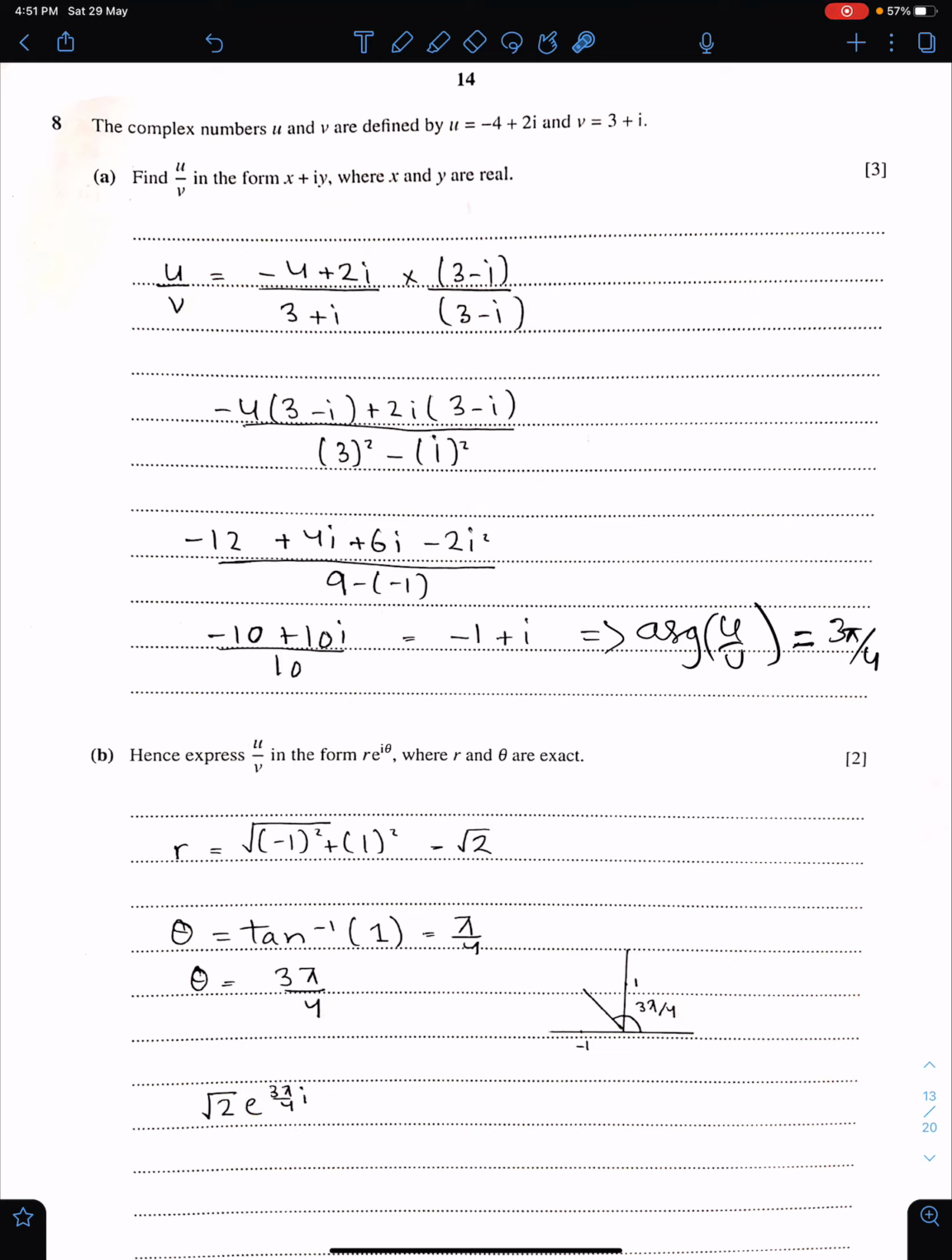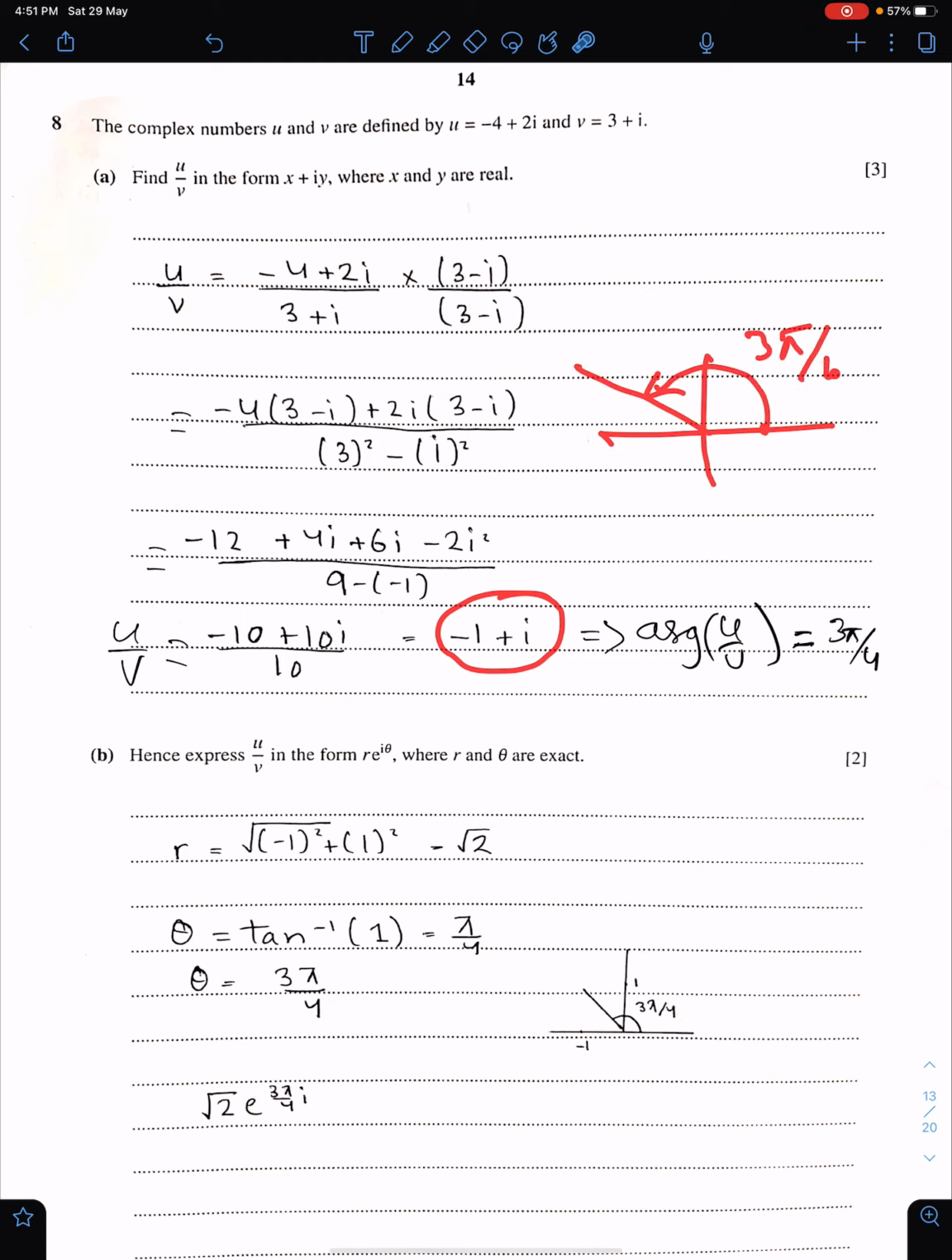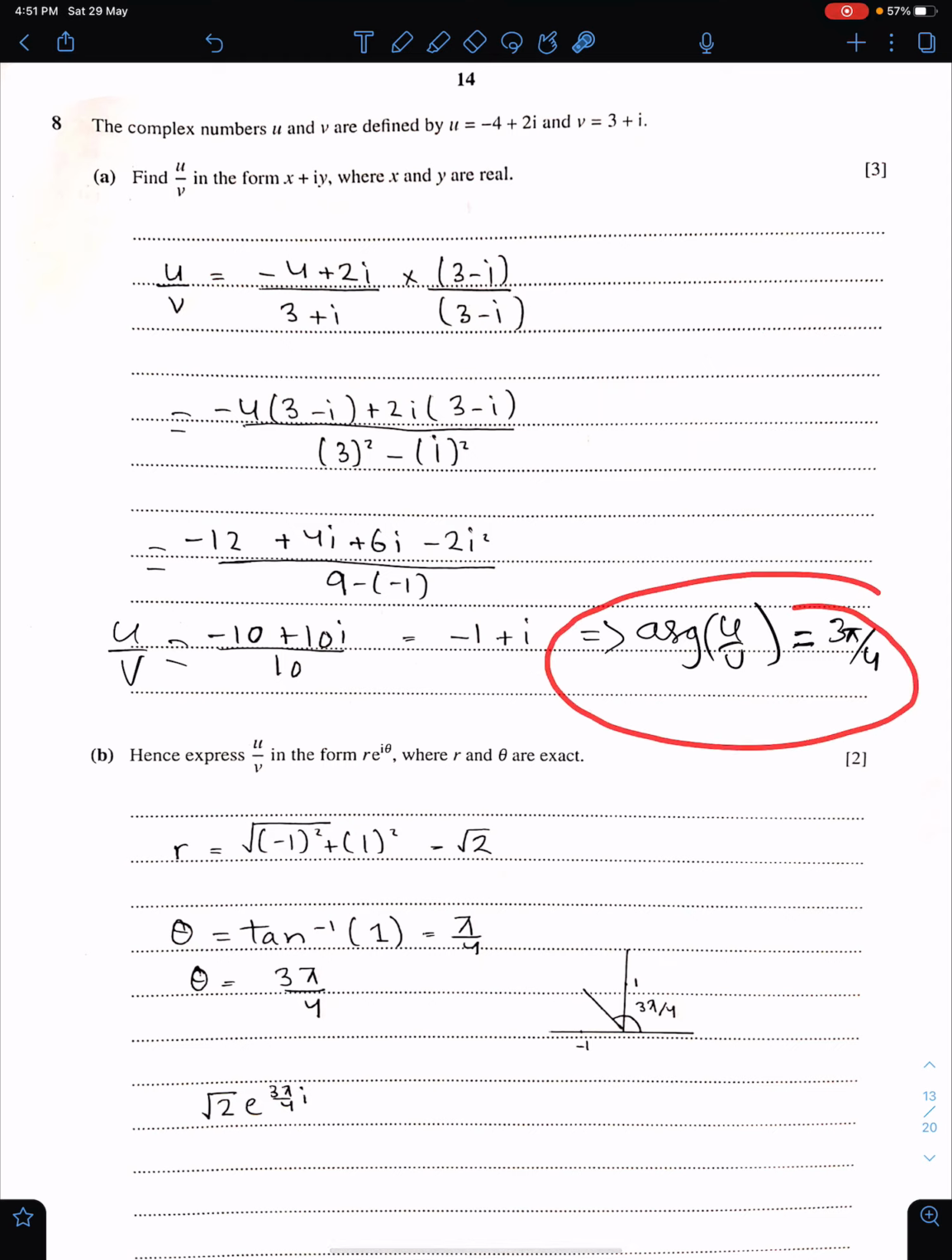And the argument of u upon v, this is u upon v. Since this is in the second quadrant, its argument must be 3 pi by 4, because this line is y is equal to minus x. This is the argument of u upon v. We will use this in the last part, or in part B as well.